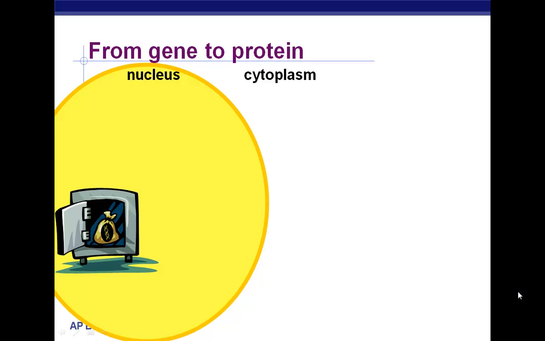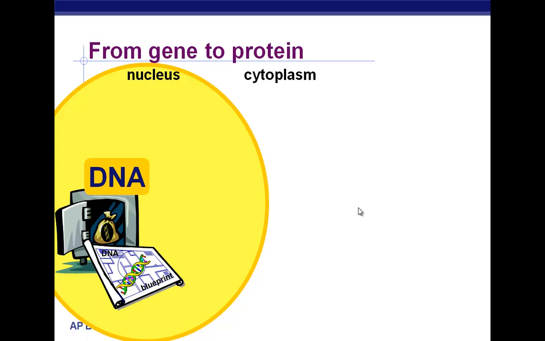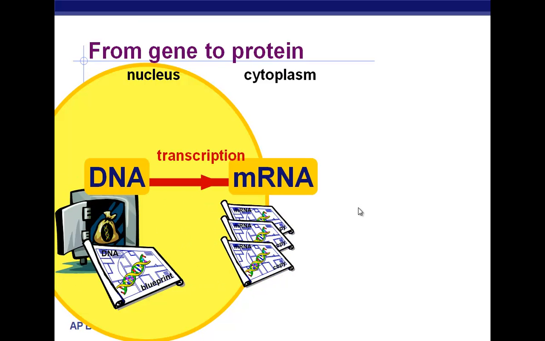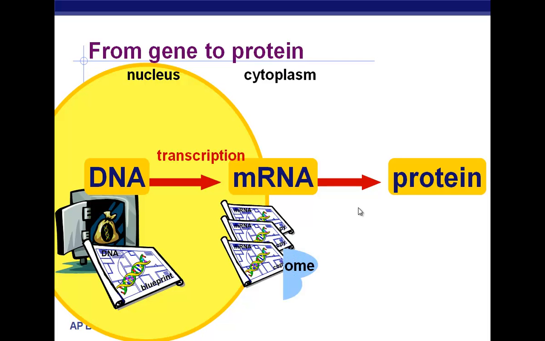So, we've seen this before, right? This central dogma idea of going from DNA to messenger RNA. Of course that was transcription, right? Then from our messenger RNA to our protein is the second half of our story. So this is what we want to focus on now.